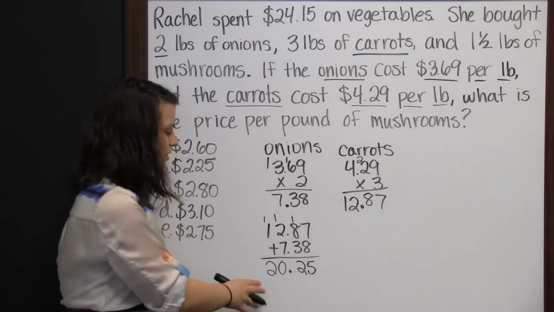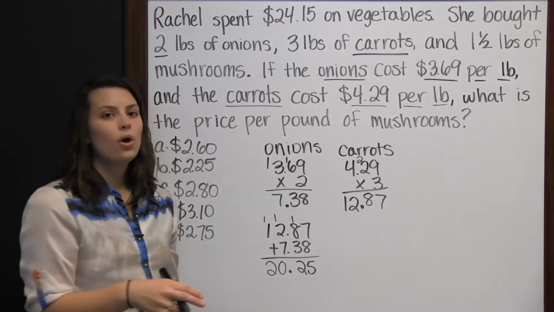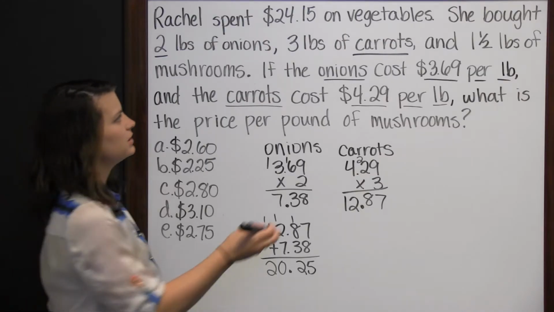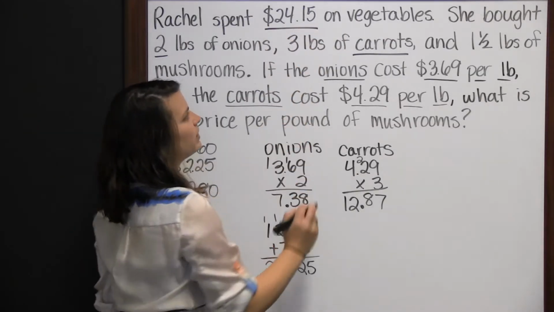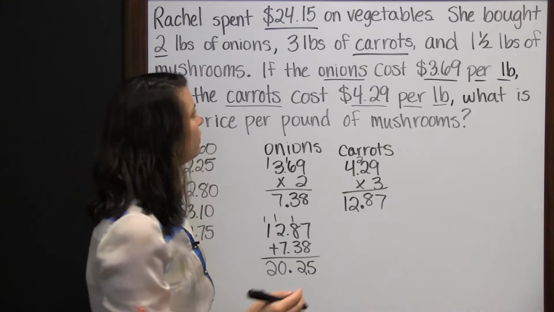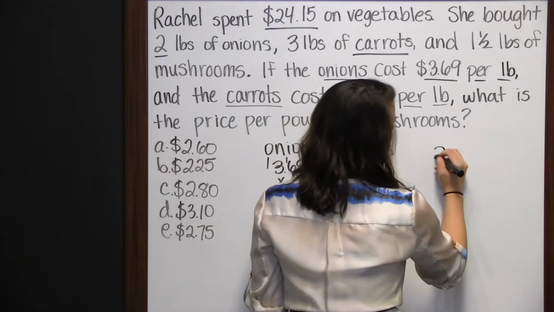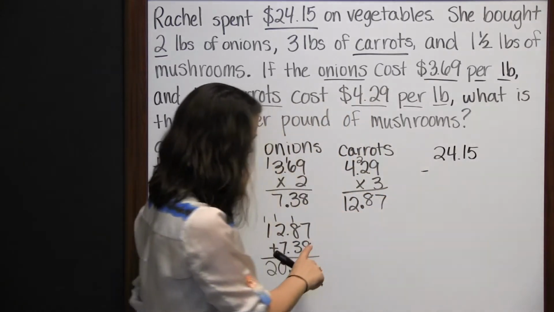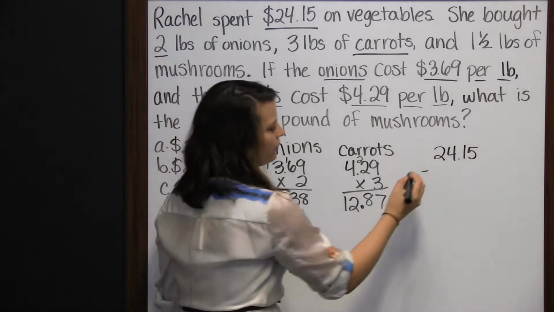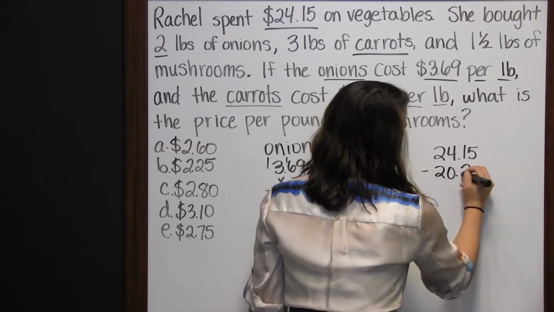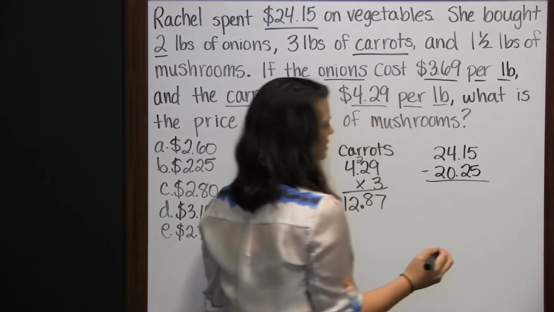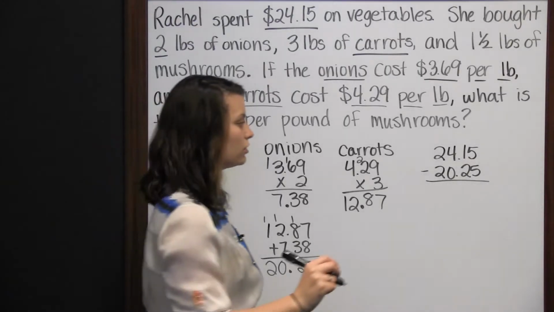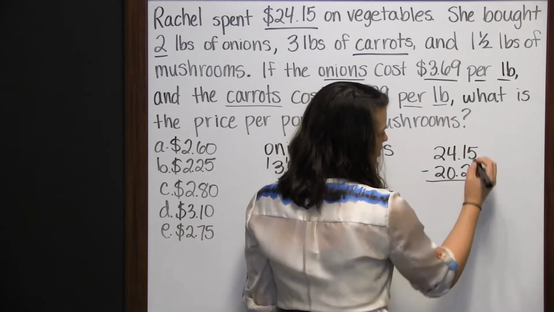And knowing that will help us find out what amount was left to be spent on the mushrooms. Since I know her total spent on all of the vegetables is $24.15, I can take that total and subtract $20.25, which was spent on onions and carrots, and what I'll have is the amount of money she spent on the mushrooms. So again, we line up our decimals.